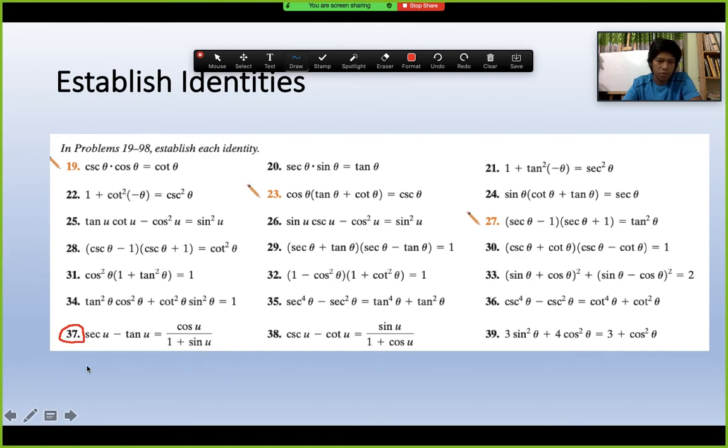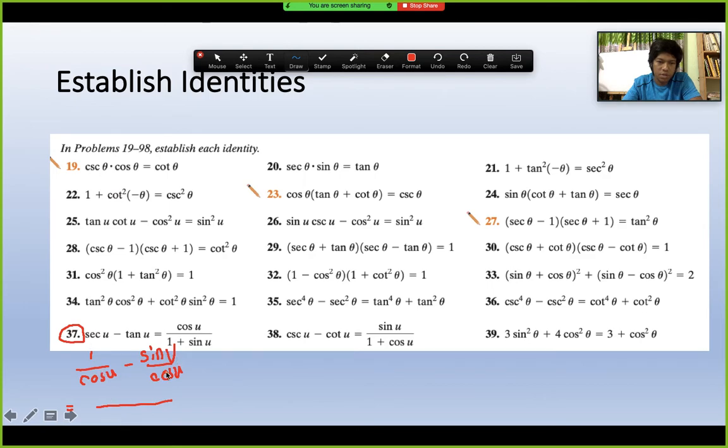Okay. So first of all, from the sec u, we can write 1 divided by cos u. From tan u, we can write sin u divided by cos u. u is the angle here. So it is not doing any huge thing here. This is just a replacement of the theta.